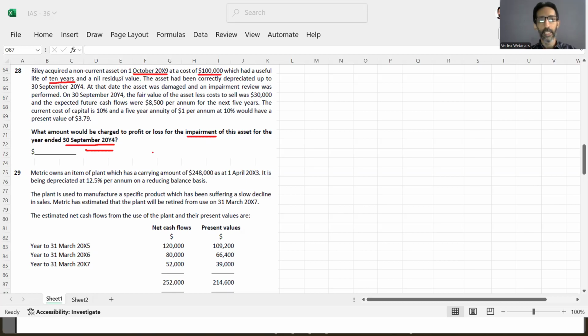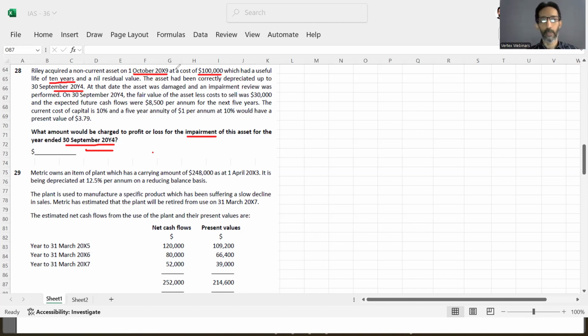And it has a nil residual value. So this is the information about the cost of the asset. The asset had been correctly depreciated up to 30th of September 2024. So they have calculated the depreciation, they have used the asset, and they have depreciated it, and now they have a carrying amount. So we're going to calculate the carrying amount.